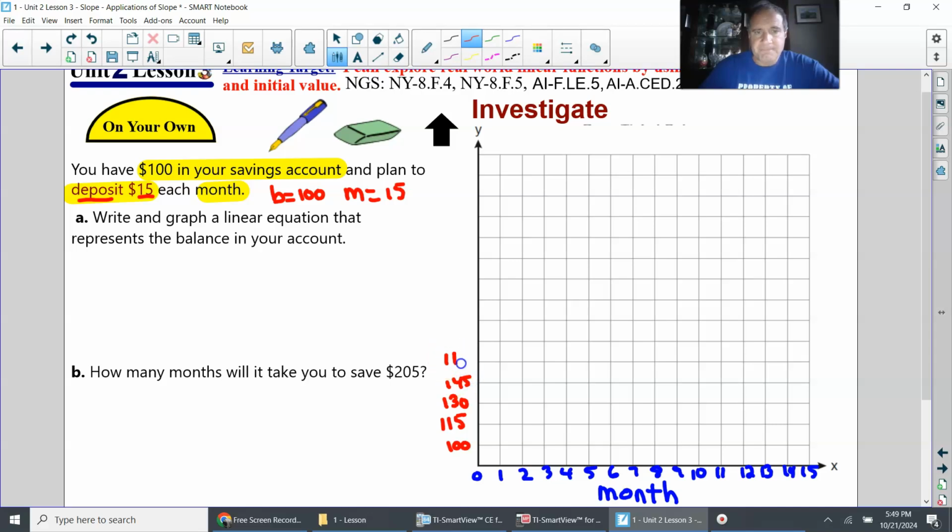You're counting by 15s. 175, 190, 205, 220, 235, 250, 265, 280, 295, and 310. All right, so that's $15. That's where I got that from.